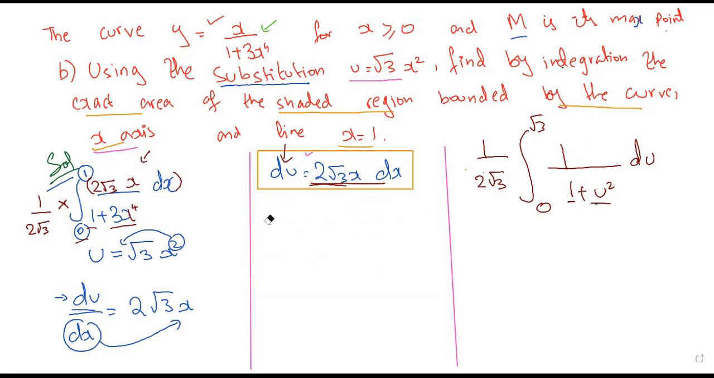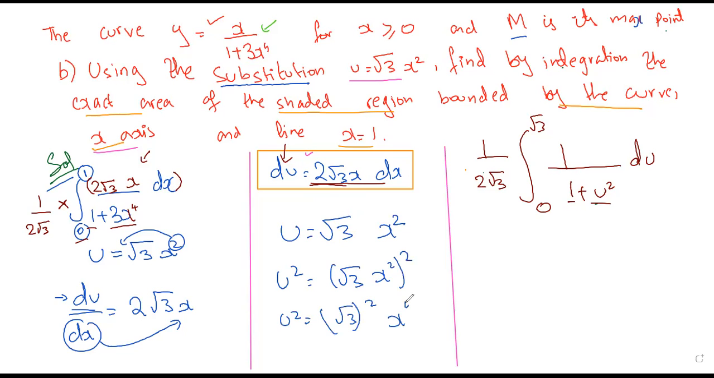We had u equals root 3 x squared. If I square both sides, I will get u squared equals root 3 squared x to the 4. The square cancels the root and I have u squared equals 3x to the 4. So I can write it as u squared, because we are doing it by substitution. We need to get rid of all the x's and get u in that place.